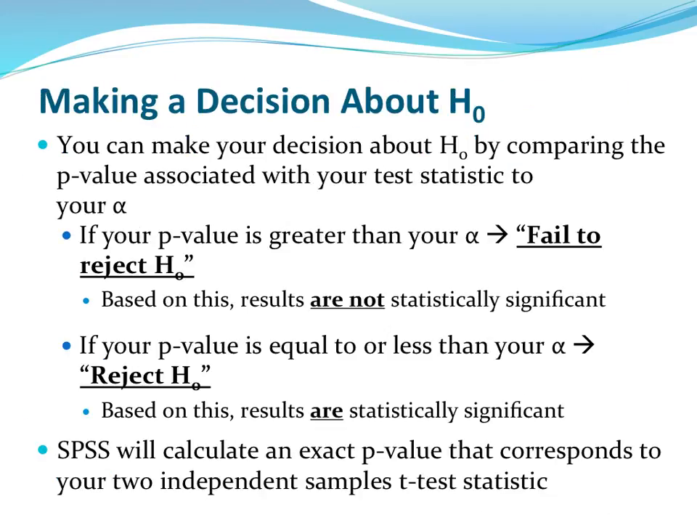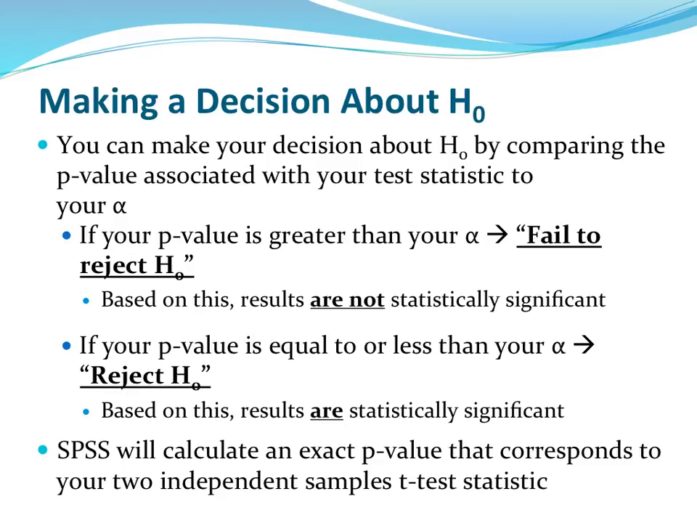Our next step will be making a decision about the null hypothesis. Similarly to previous hypothesis tests, we can make a decision about our null hypothesis by comparing our p-value to our chosen alpha level. If your p-value is greater than your alpha level, you would fail to reject, or retain, the null hypothesis. This would indicate your test results are not statistically significant based on your alpha level. If your p-value is equal to or less than your alpha level, you would reject the null hypothesis. This would indicate your test results are statistically significant based on your alpha level.